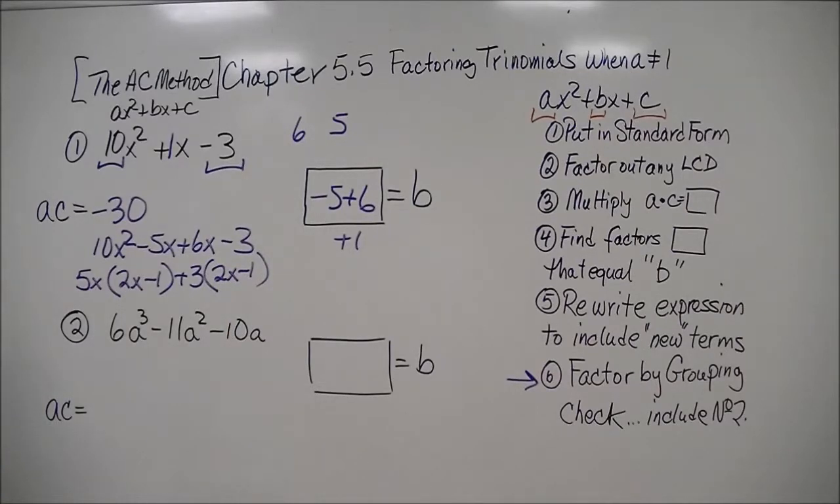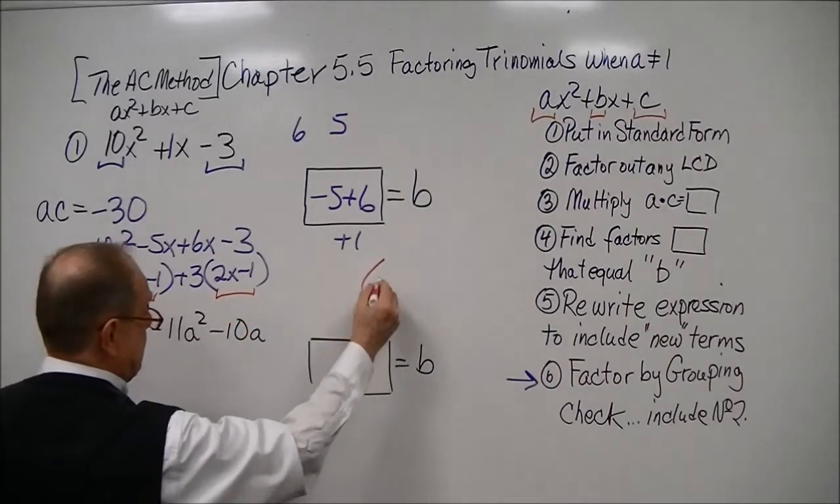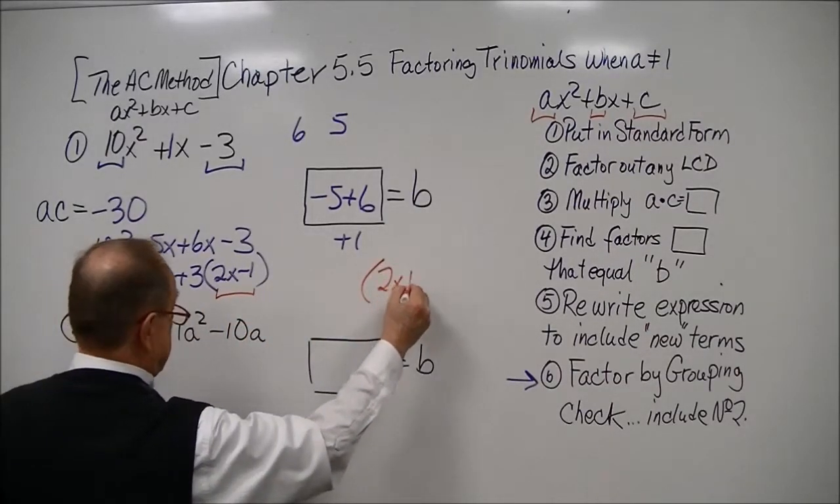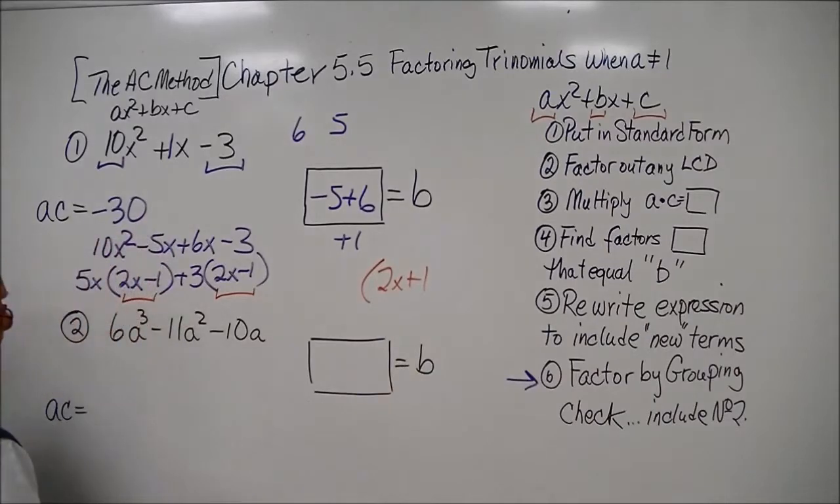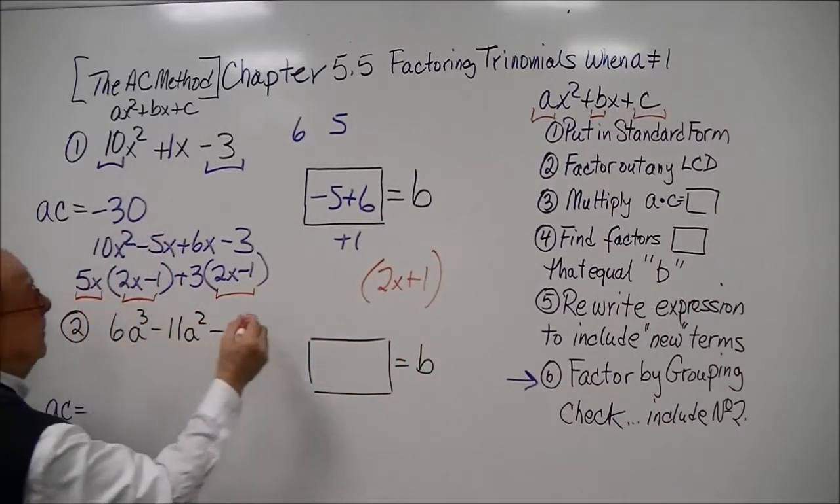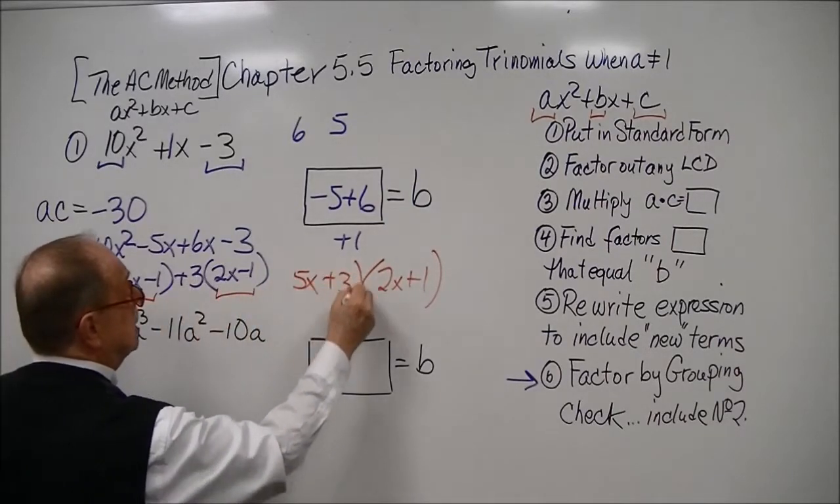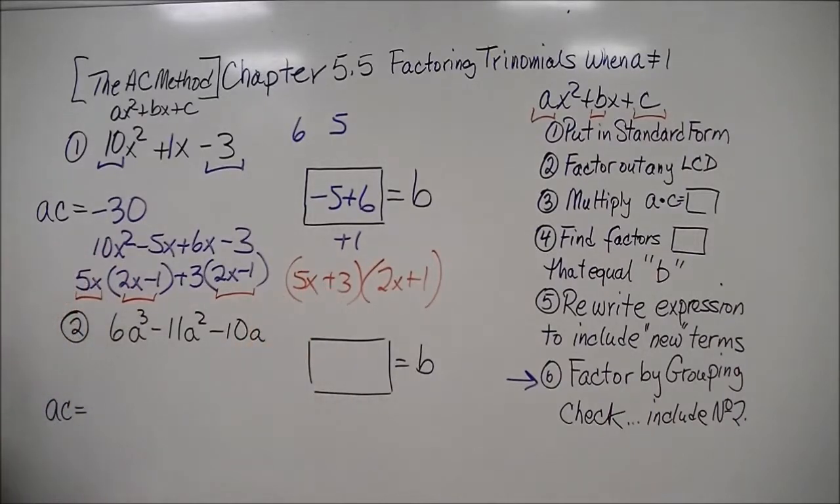And now you'll note that we do have a common factor here that I will put here, 2x minus 1. And then I take my 5x plus 3, and there I have successfully factored that using the AC method.